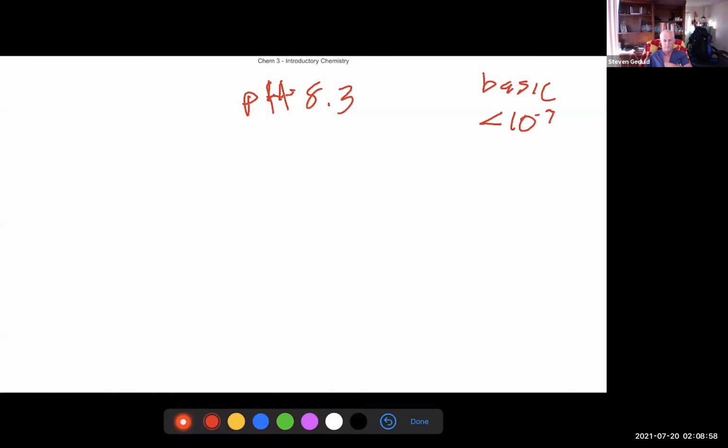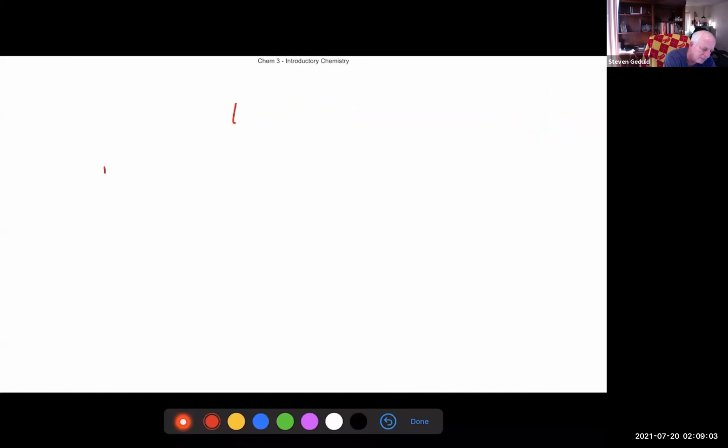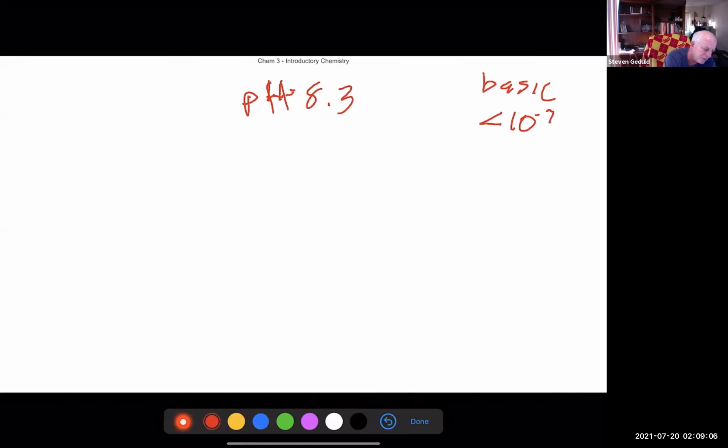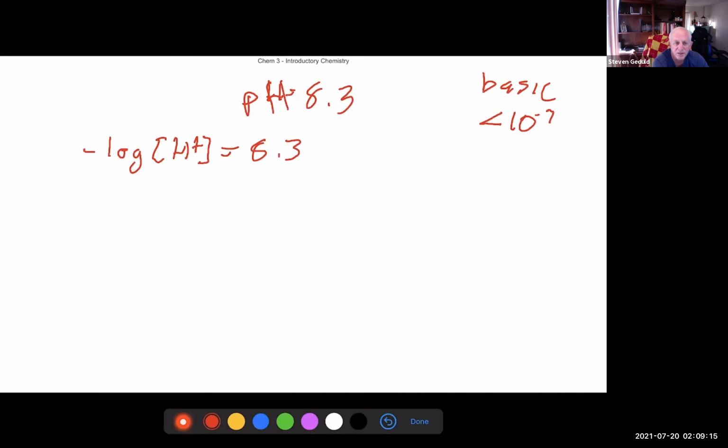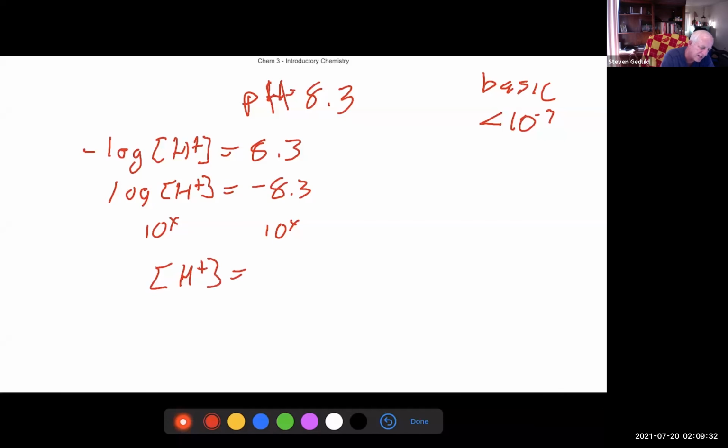Okay. So pH equals 8.3. pH equals minus the log of the H plus concentration, which is equal to 8.3, right? That's what our definition says. So we put the minus on the other side: the log of H plus is equal to minus 8.3. And then we just do 10 to the X on both sides, to get rid of the log. We have our H plus concentration is equal to 10 to the X of negative 8.3.